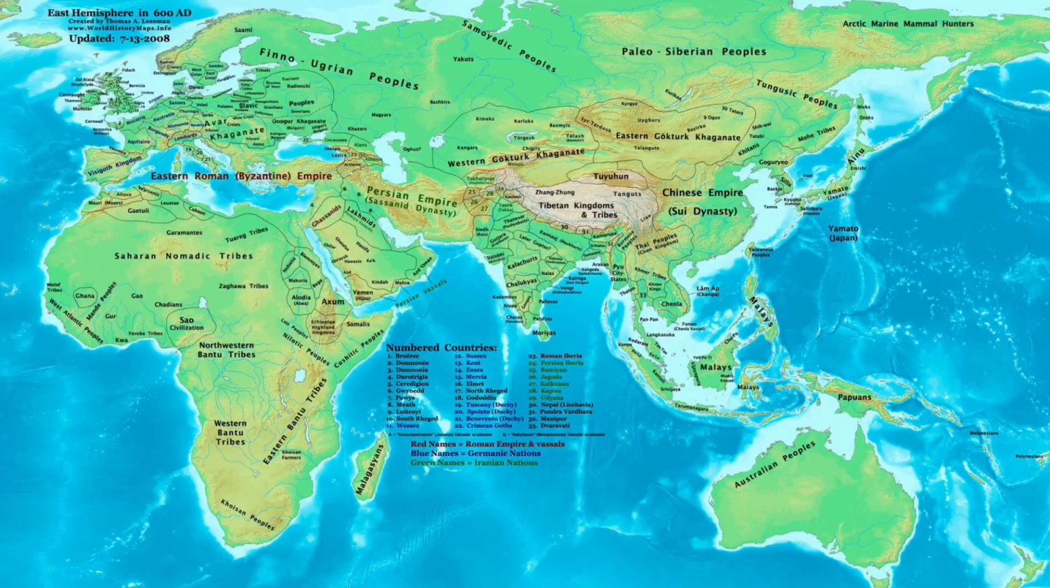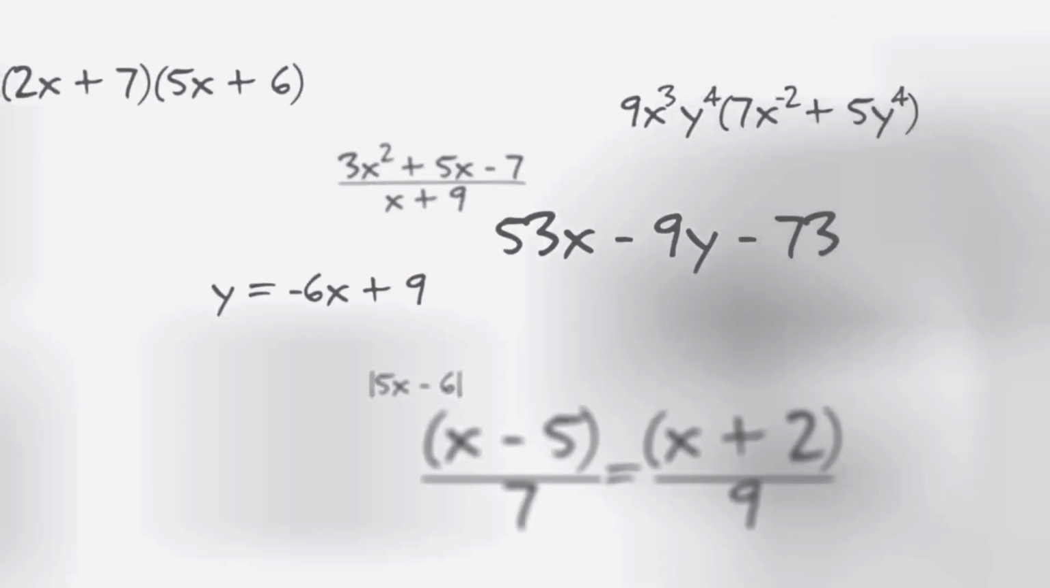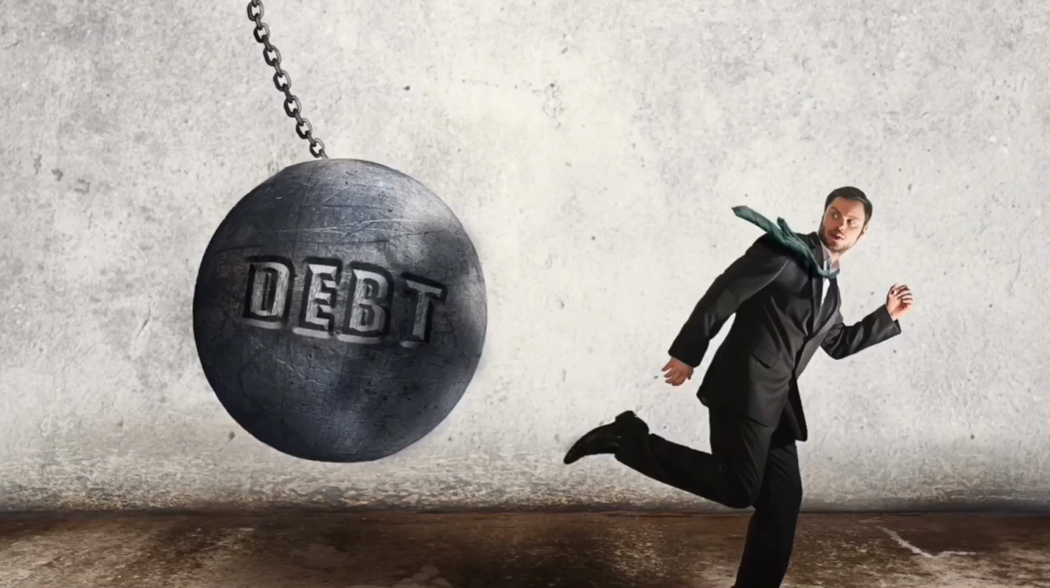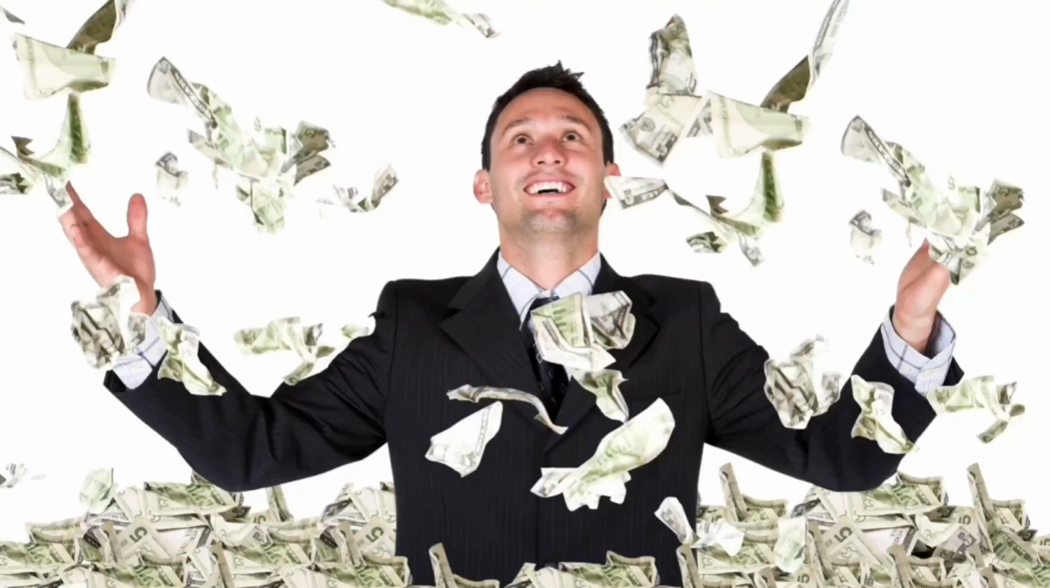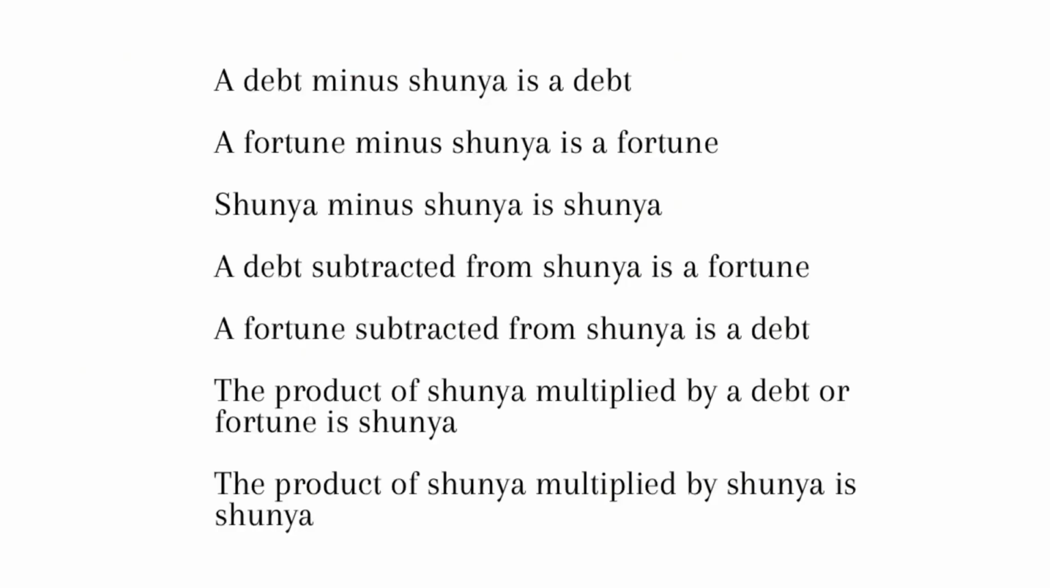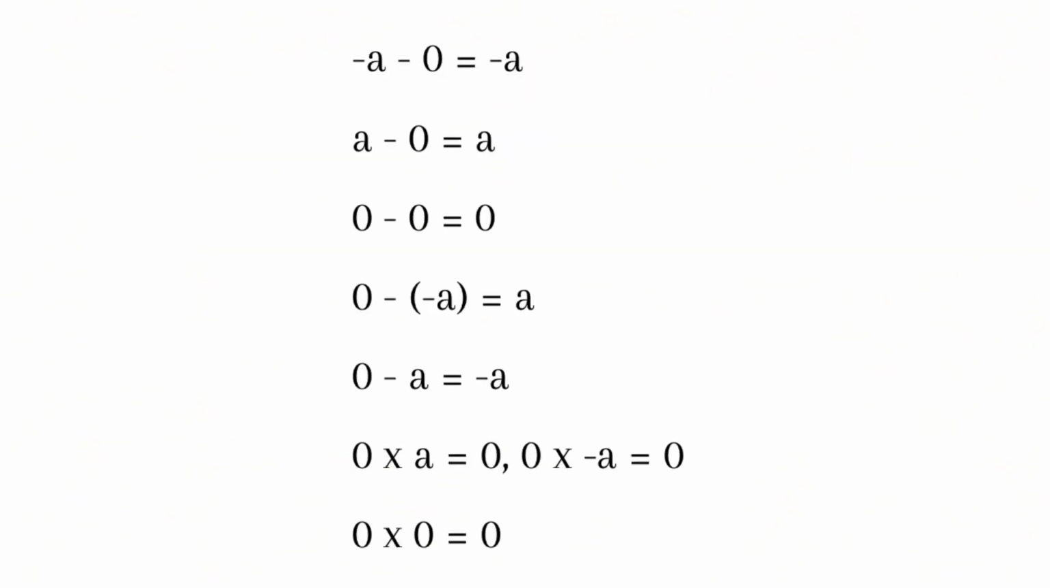In the 7th century, Brahmagupta created a series of equations describing how negative and positive numbers behaved with zero. He used debts to describe negative numbers and fortunes to describe positive numbers. By that logic, £1 is a fortune and everybody is rich. The statements were expressed with these words here, and if we write them in algebra, they look like this.